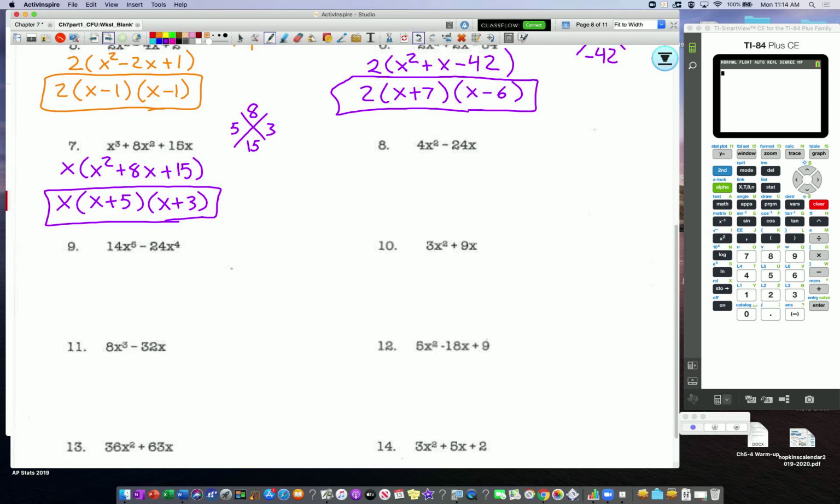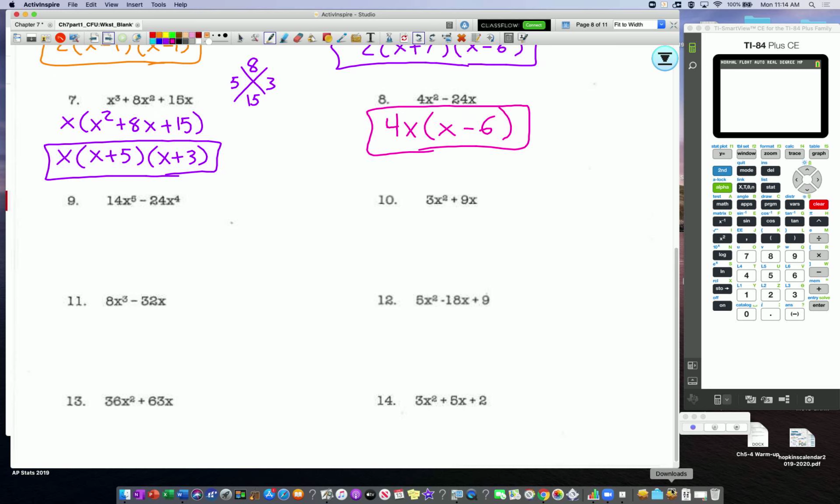All right, next one here. They share a 4 and an x. So when I pull it out, I'm left with x and minus 6. That's all. 4x times x is 4x squared, 4x times minus 6 is minus 24x. So I just did a quick check there.